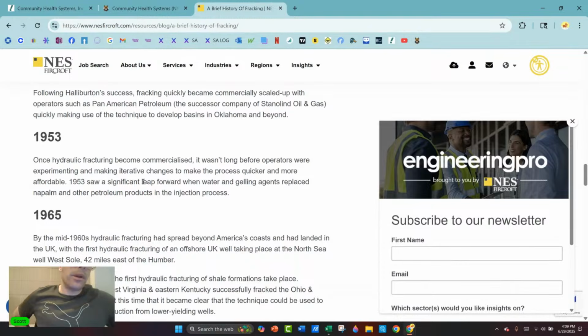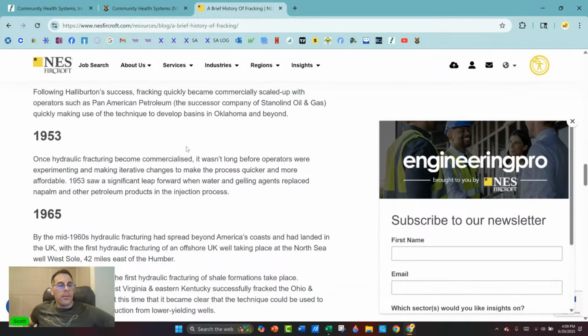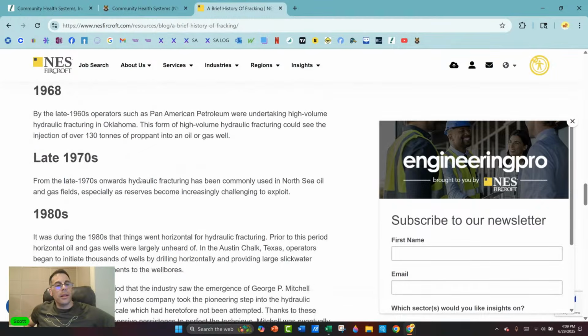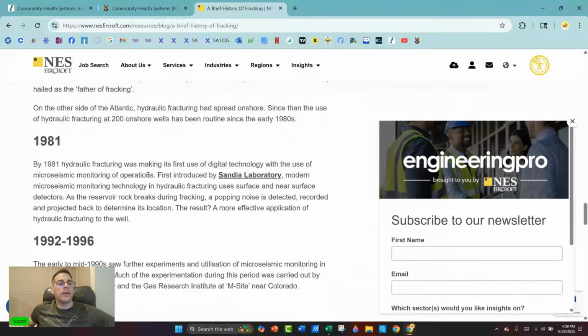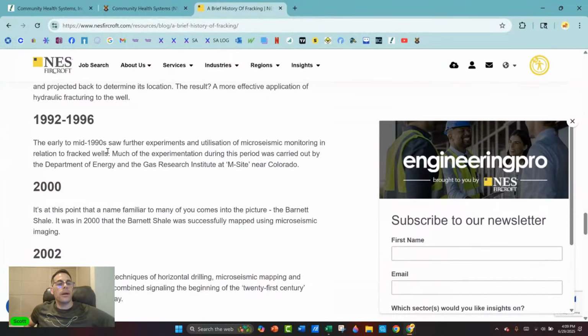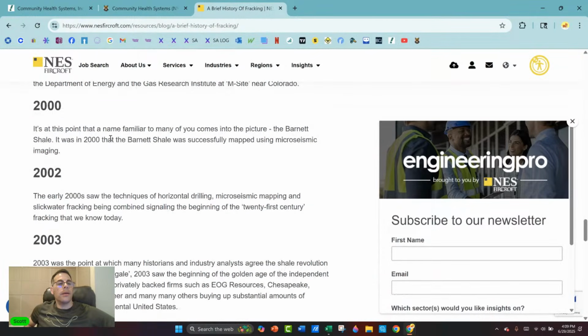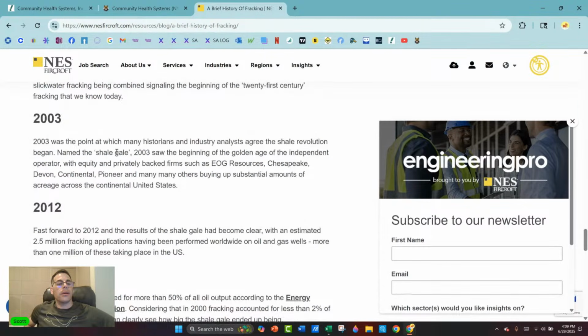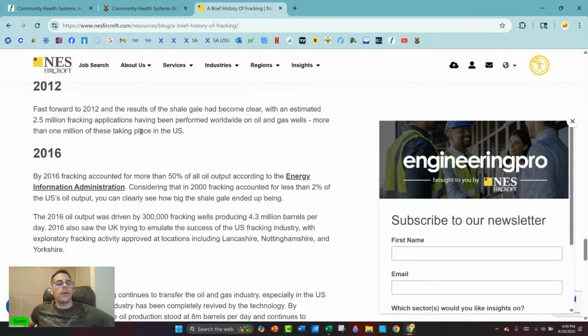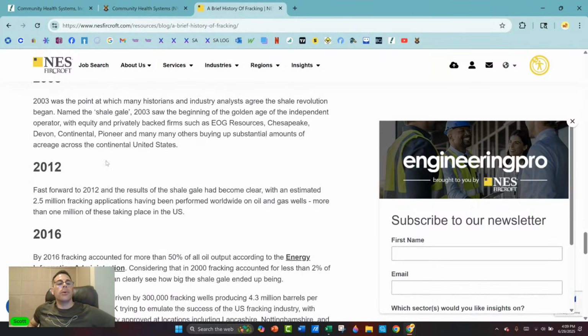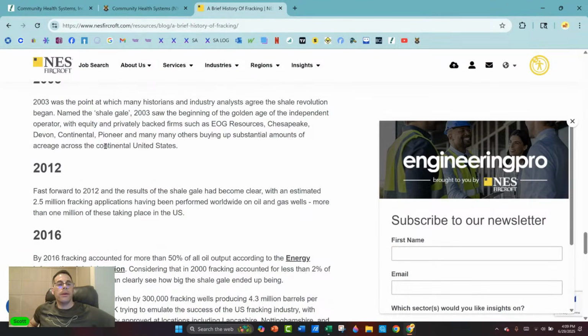Hydraulic fracturing became commercialized in the 1950s, but it was really of limited use until the 21st century. By 2016, fracking accounted for more than 50% of oil output, according to Energy. So it's probably as late as 2012 that it started to really take off.